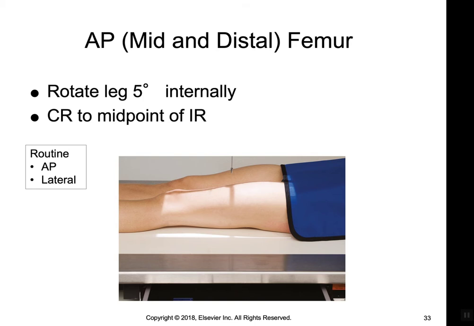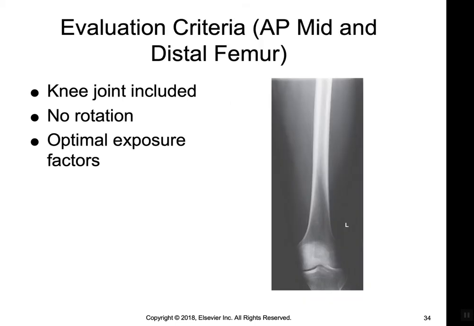All right, then we go straight into positioning. So here you have your AP mid and distal femur. You're going to rotate the leg internally 5 degrees, CR to the midpoint of the IR. SID is 40 inches. You're going to be using a 14 by 17. MAS is 5 to 10, and your KVP is 75 to 85. What will you see? The knee joint included, no rotation, using optimal exposure factors.